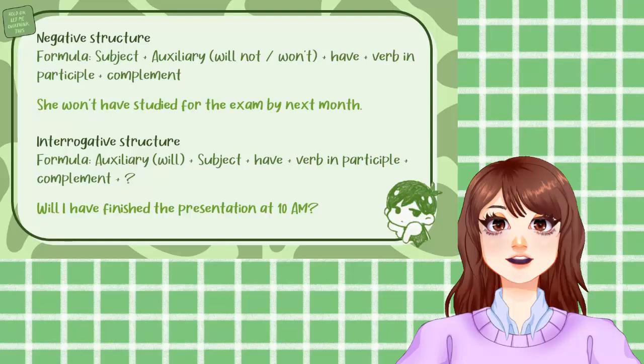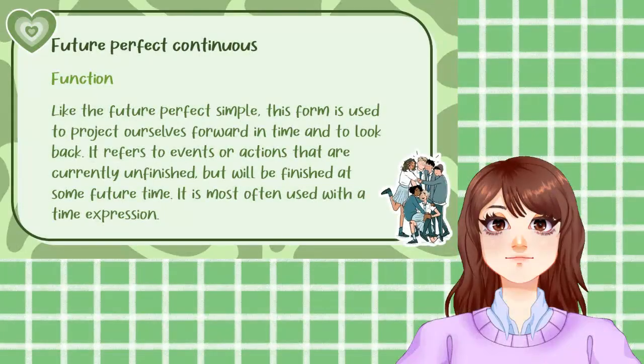The interrogative structure. The formula is auxiliary will plus subject plus have plus verb past participle plus complement. For example, will I have finished the presentation at 10 a.m.? The last tense is the future perfect continuous. Like the future perfect simple, this form is used to project ourselves forward in time and to look back. It refers to events or actions that are currently unfinished, but will be finished at some future time. It is most often used with a time expression.